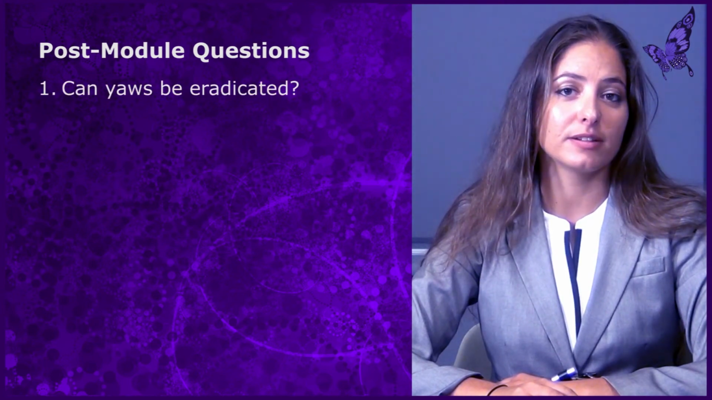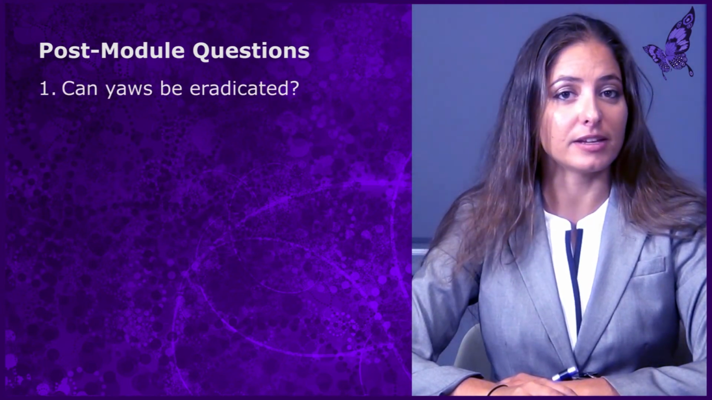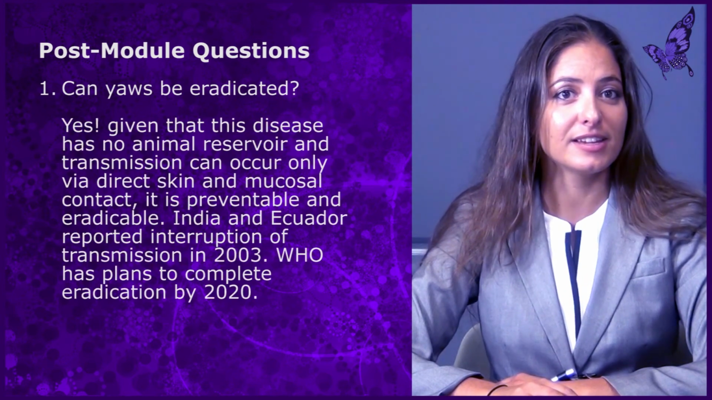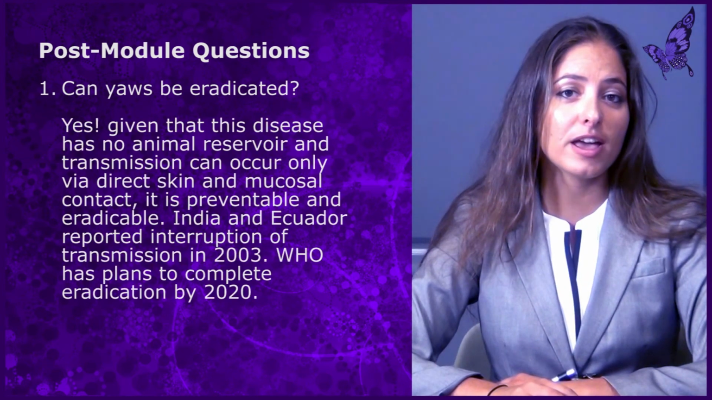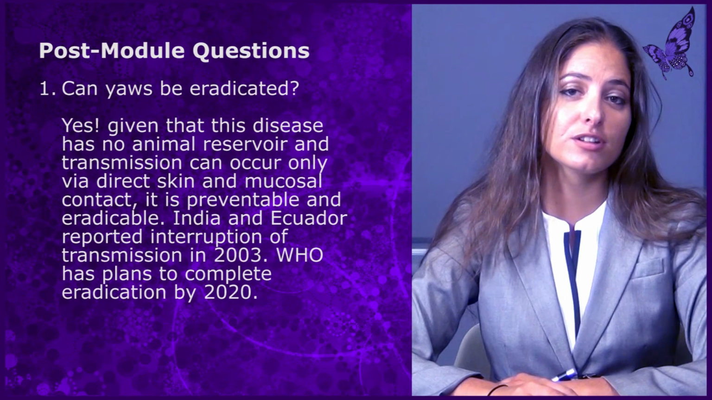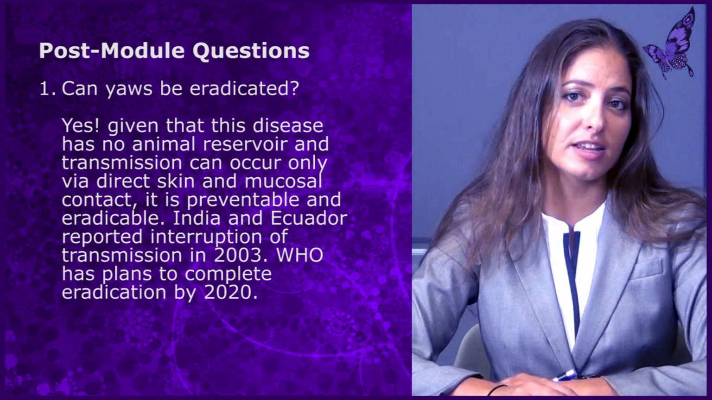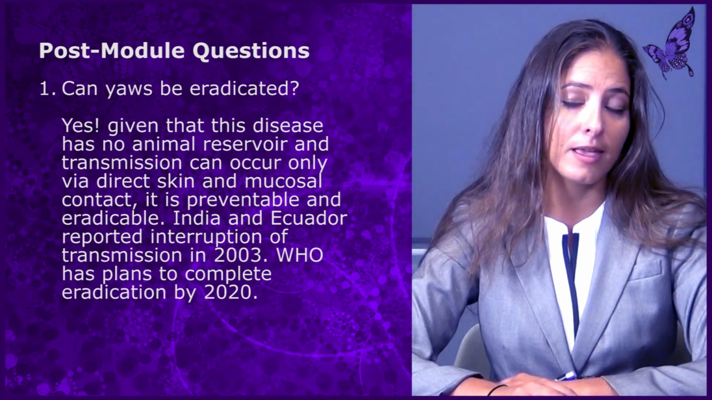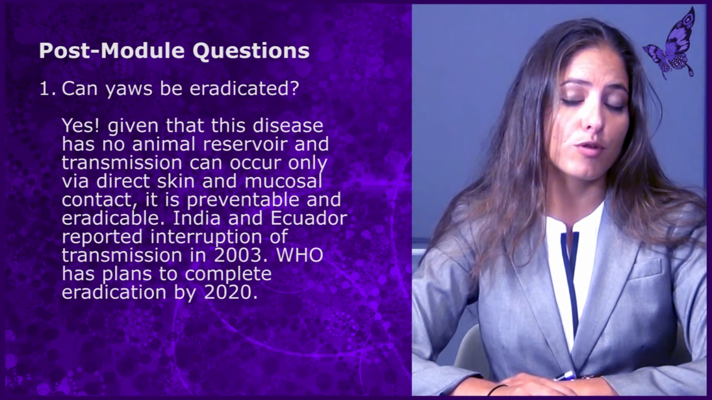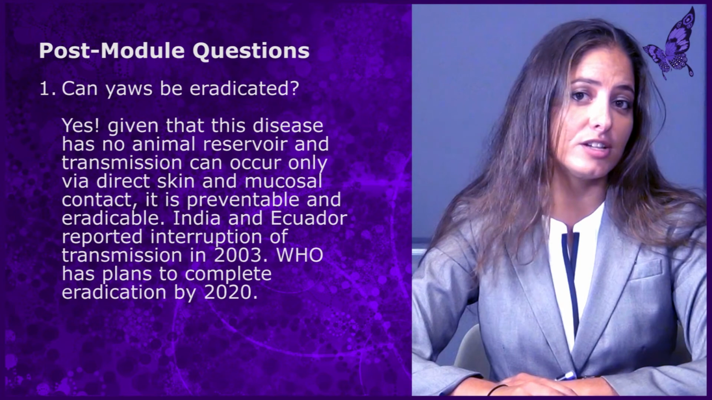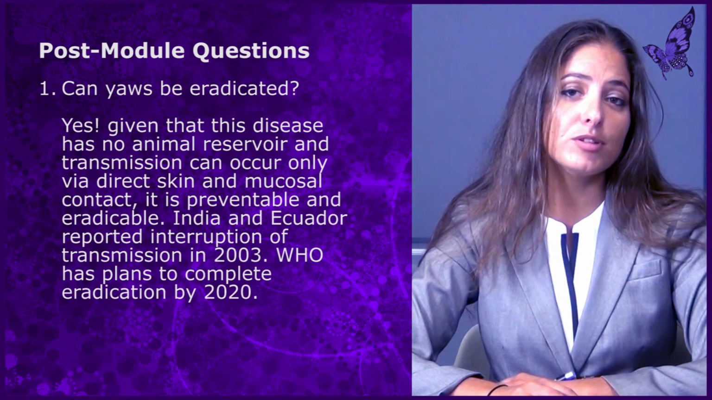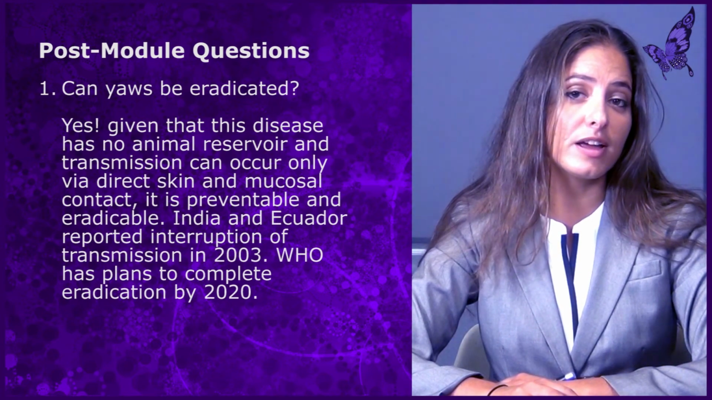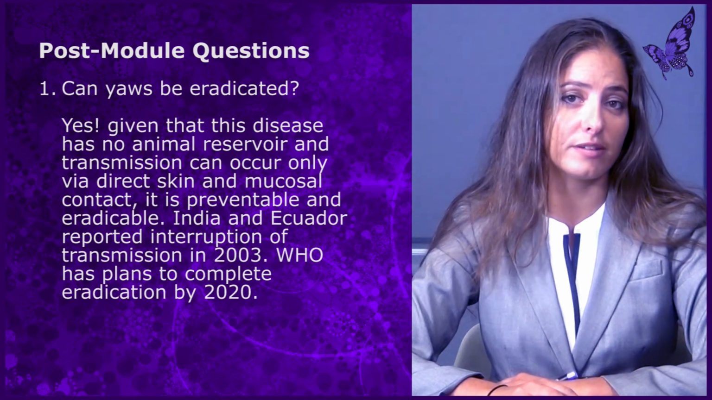We will now turn back to the questions from the beginning of the module. Question number 1. Can yaws be eradicated? The answer is yes. Given that this disease has no animal reservoir and transmission can occur only via direct skin and mucosal contact, it is preventable and eradicable. India and Ecuador reported interruption of transmission in 2003. WHO has plans for complete eradication by 2020.